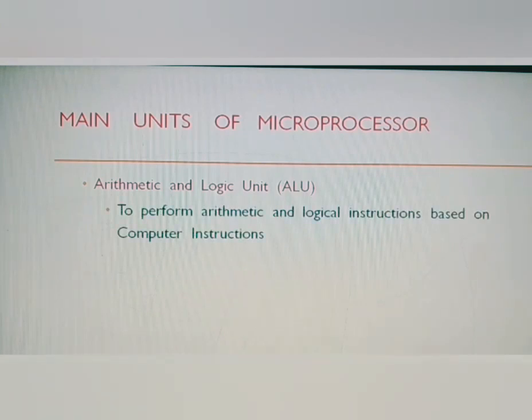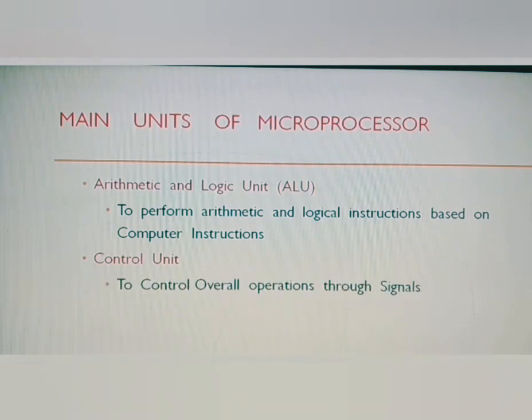Why do you need an ALU? To perform arithmetic and logical instructions based on the instructions that you give. And the second unit you have is your control unit. Based upon the name itself, you can tell what a control unit is. Very simple. It is going to control the overall task. By means of what? By means of signals it is going to control.